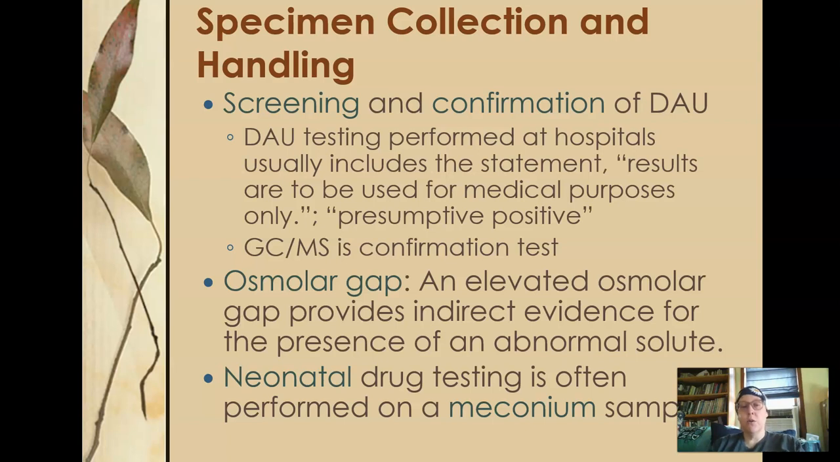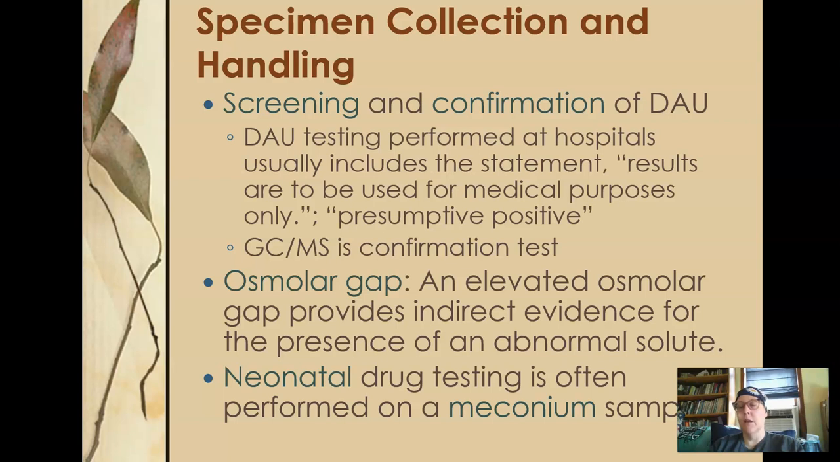The osmolar gap, if you remember, is the calculation of the difference between the measured and calculated osmolality. What that will do is reveal indirect evidence of the presence of an abnormal solute. If they took something, for example, antifreeze is a really good example of that, or something like methanol that is not ethanol, because we can test for ethanol, but we can't test for methanol. We don't have a test for antifreeze. So if they've taken that poison, ingested it, one of the ways to detect it is to do the osmolal gap.